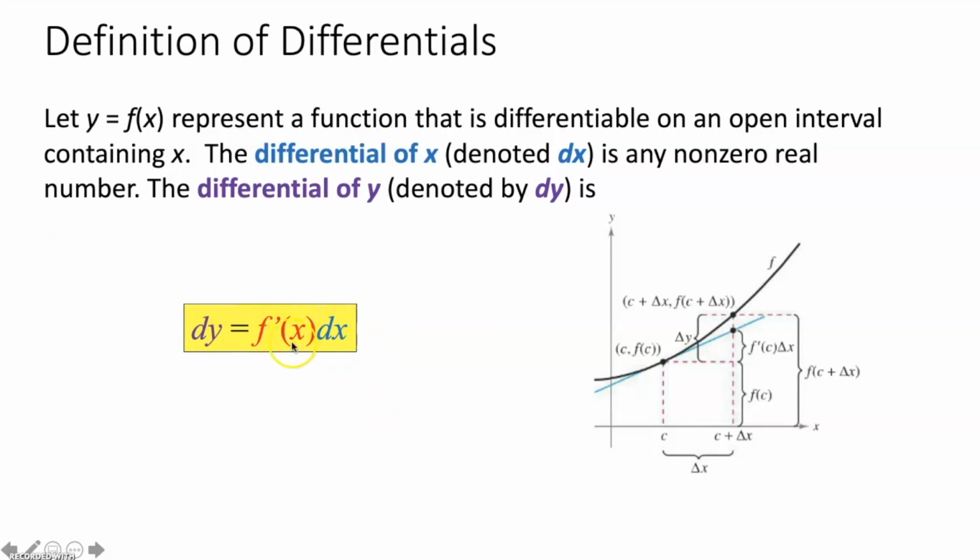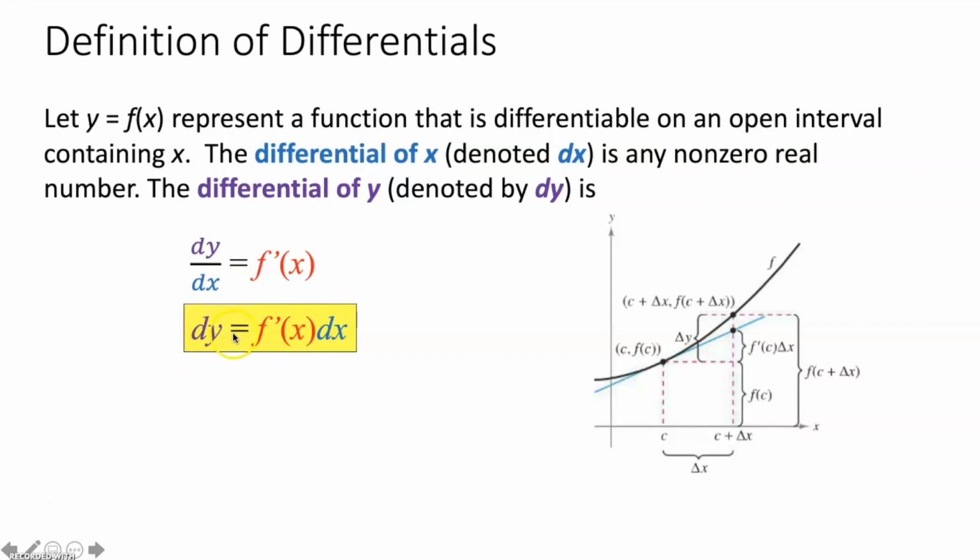Now, where did this come from? Well, we know that dy over dx is equal to f prime of x. The derivative of your function is equal to the derivative of your function. Both of these things mean the same thing. So the key takeaway here is that dy and dx are actually two separate entities. So what I can do is take this equation, multiply both sides by dx, and I end up with this equation for the differential of y.